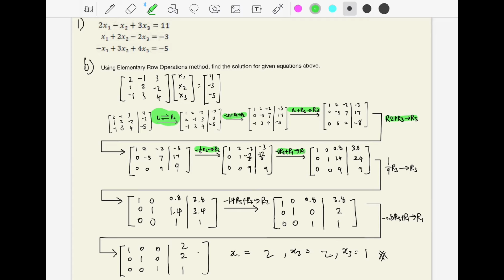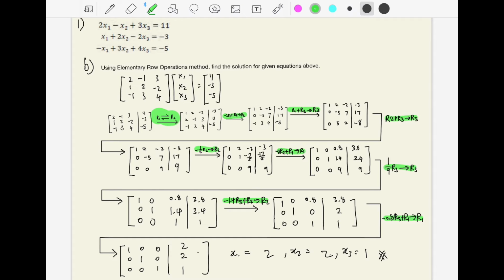Then I divide the r3 by 9, then modify into the new r3. Then I use -1.4 r3 plus r2, modify into the r2. Last but not least, I use -0.8 r3 plus r1 into the new r1. So this is the final answer.